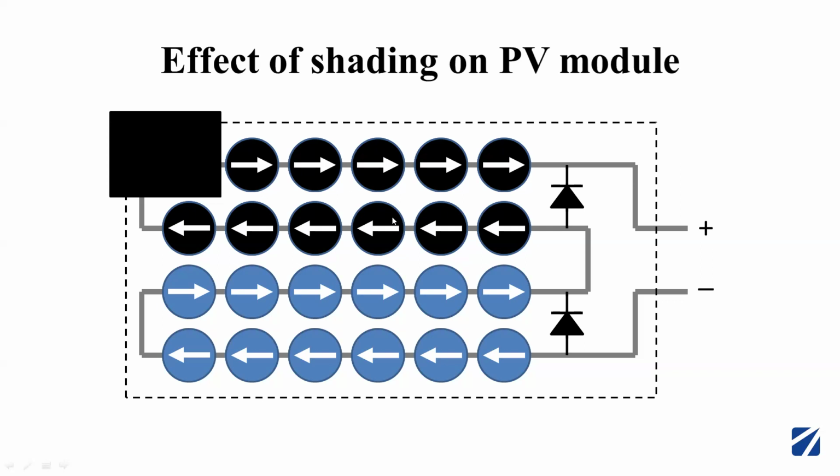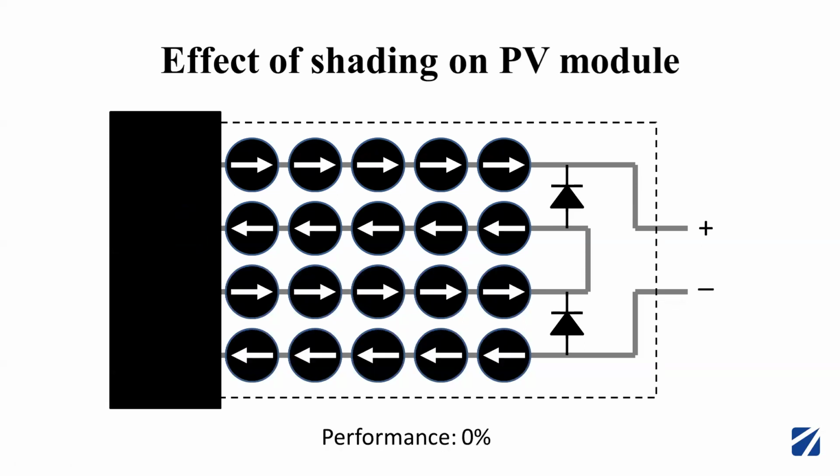So to avoid these conditions because of shading, they connect bypass diodes. Whenever there is a shade, this bypass diode will activate, and it will bypass the current coming from other cells. Like from here it will come, and it will get bypassed from here. It doesn't go into the shaded area. So this is the requirement of bypass diodes. Suppose there is heavy shadow, the performance will be 0.